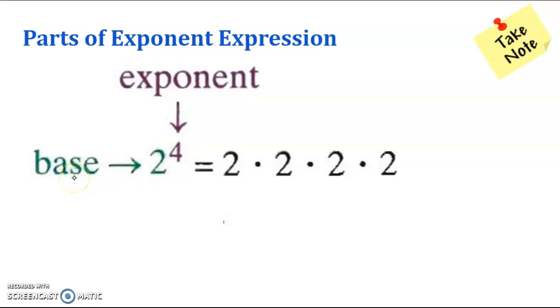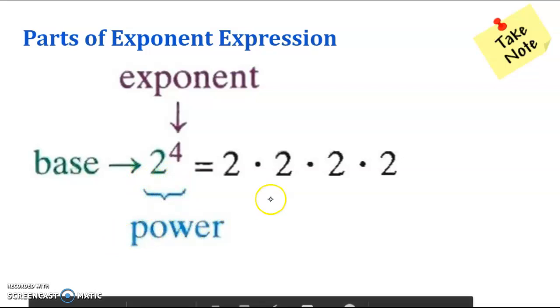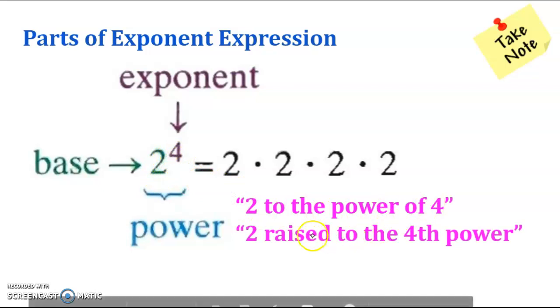So when you hear me talking about base, we're talking about the number that is being multiplied. And when you hear me talk about exponents, or when you're using the word exponent, I hope you're referring to the number that tells you how many times that base is being multiplied to itself. Together, 2 to the power of 4 is a power expression, and it is read as 2 to the power of 4, or sometimes 2 raised to the 4th power. They mean the same thing.